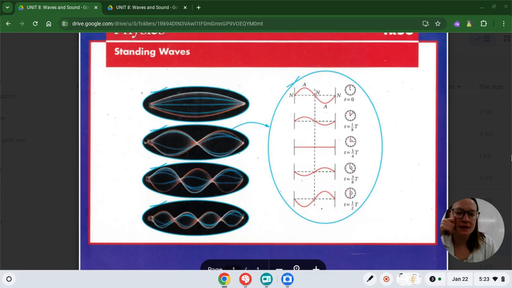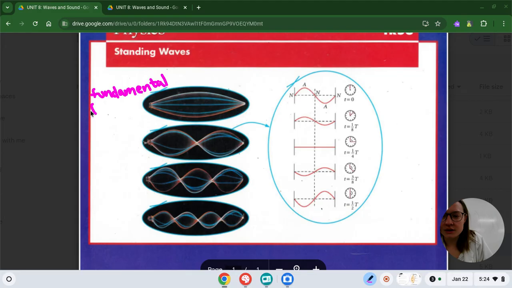Okay, so here's the thing. You have for any, let's get our marker out. You have for any given wave, or for any given string, you have multiple frequencies that will act as resonance frequencies, but they'll just create different looking standing waves. This one right here is what we call the fundamental frequency. The fundamental frequency. And it creates a standing wave that looks like this.